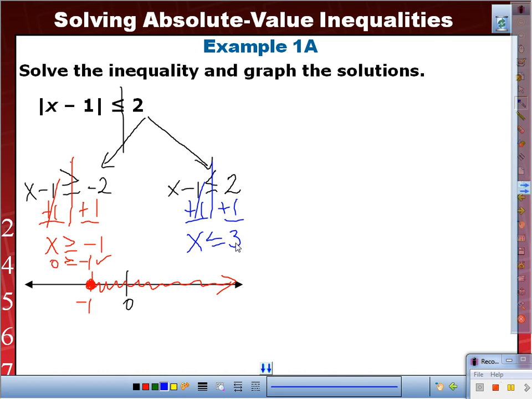Next one. What is my dividing point? 3. Is it open or closed? Closed. That means that it is included. All right. So I'm going to test again with 0. Is 0 less than or equal to 3? Yes. So I'm going to shade towards 0 and on. There it is. And what kind of inequality do we have?